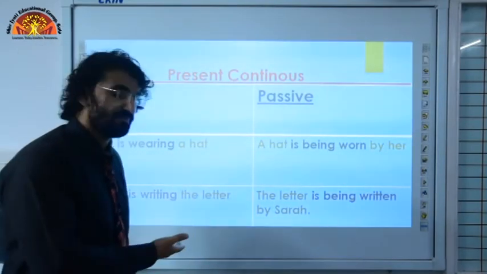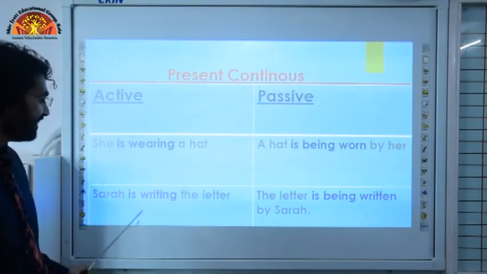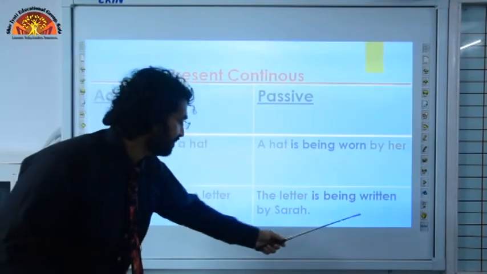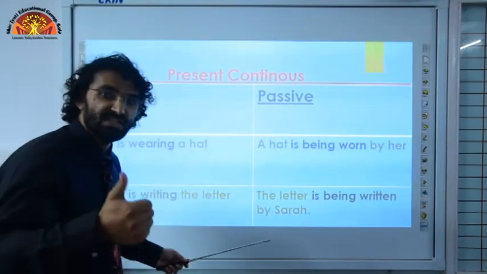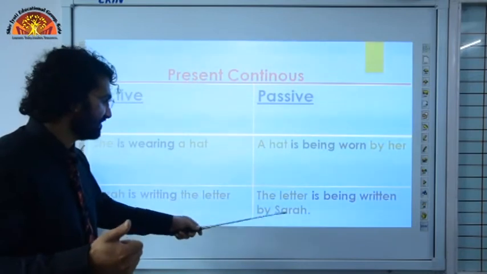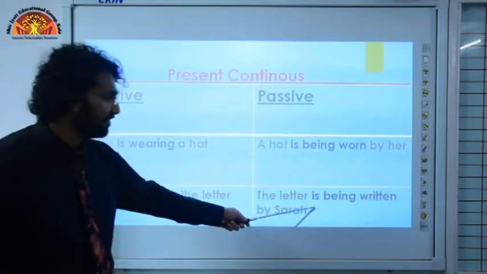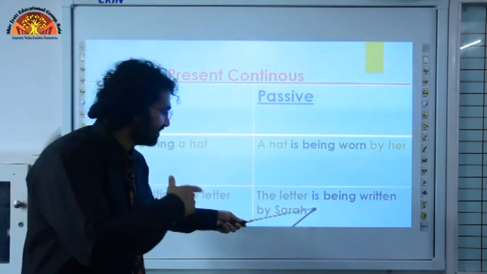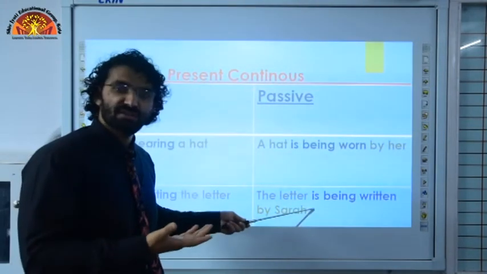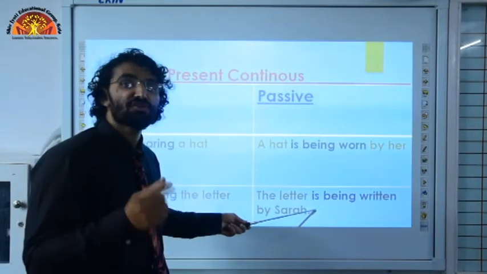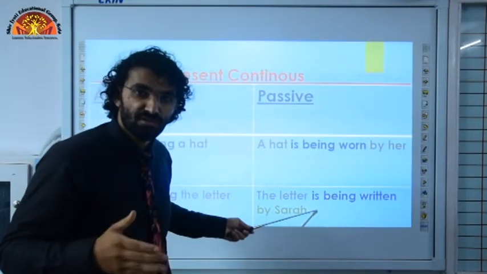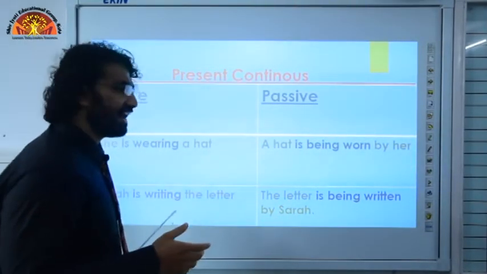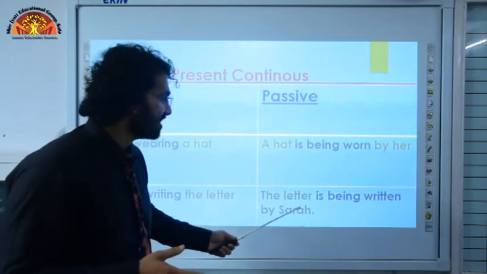See this next example, you will be able to understand it. Sarah is writing the letter. The letter is being written by Sarah. First thing that we did, we interchanged the places. Then we brought in the helping verb, present tense going on, helping verb will always be this. It depends on singular and plural. Since we have singular here, we are going to use is. If we had plural, we will bring in are, alright? And we will replace this ing form with being, okay?